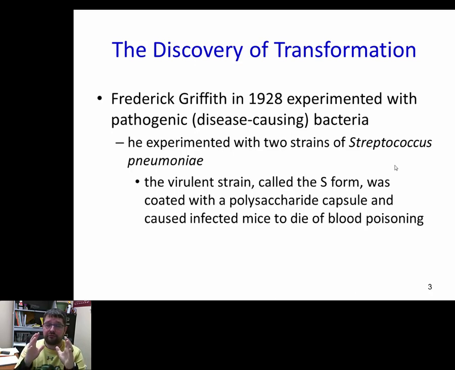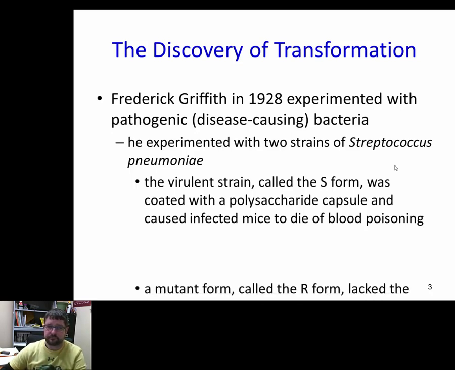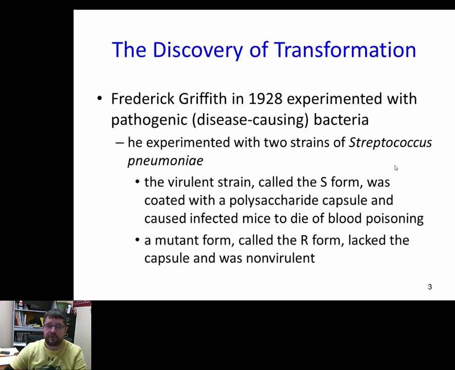So in the case of the S form, the cap is present, and if you were to inject it into something like a mouse, it would die from that variety of Streptococcus pneumoniae. The other form is a mutated form, which we call the R form, and there is no capsule, and therefore it's non-virulent. The mouse's immune system could reject this, or really it's not going to have much of an effect on the mouse.